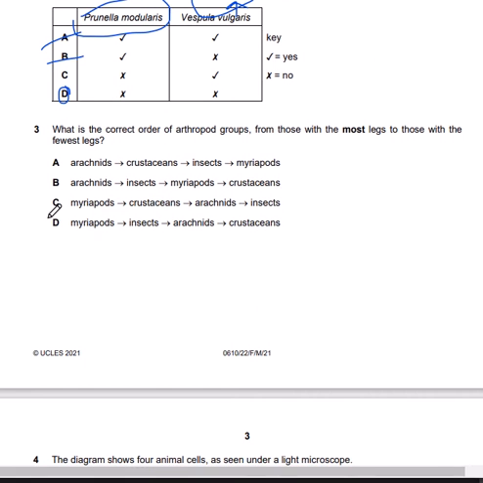What is the correct order of arthropod groups from those with the most legs to those with the fewest legs? So let's do the elimination method. Do myriapods or arachnids have more legs? It's definitely not arachnids, because myriapods have a pair of legs in each segment and they have more than 30 or 40 segments. Alright, crustaceans or insects? Insects have 3 pairs of legs, but crustaceans have far more than that, so the answer is C.